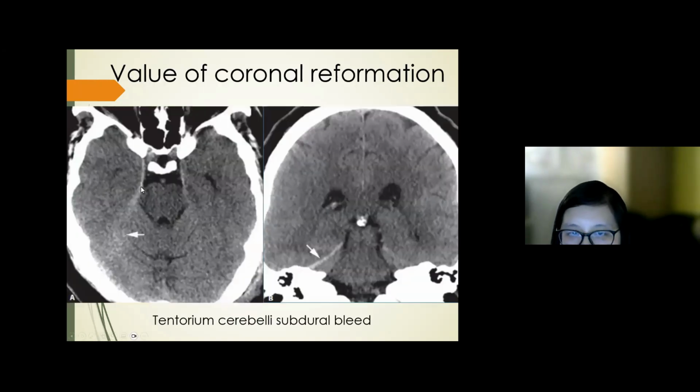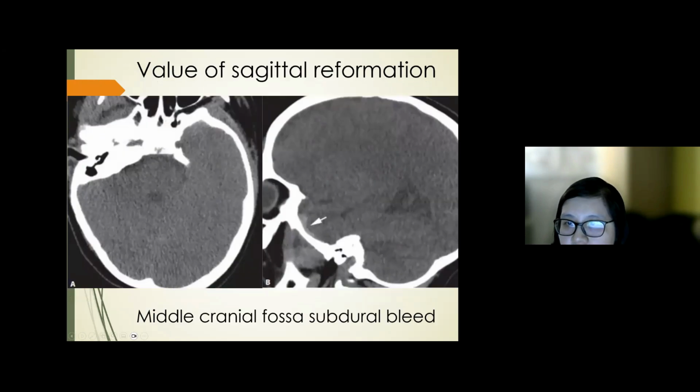So in this example, we can see that there is some hyperdensity, which looks a bit subtle on the right temporal, at the right tentorium cerebelli. However, in the coronal view, we can see that there is an obvious subdural hemorrhage in the right tentorium. So in this axial view, again, we don't see any obvious intracranial hemorrhage in the middle cranial fossa. However, in the sagittal view, we can see there's a thin subdural bleed in the middle cranial fossa.